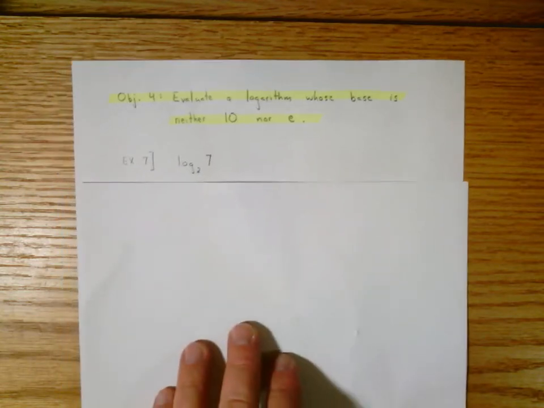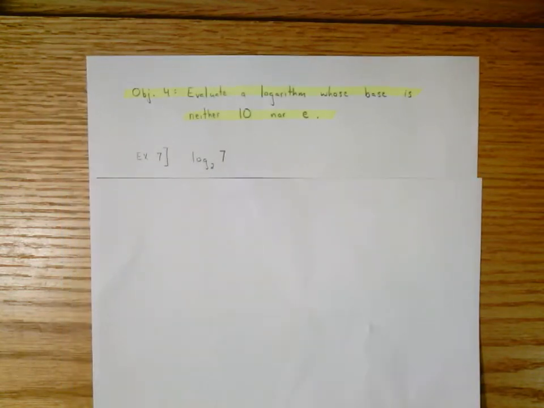We're going to evaluate a logarithm whose base is neither 10 nor e. Why do we like base 10 and base e so much? Well, one of the reasons we like them is because they're on our calculator. We've got buttons for a natural log and a common log. Here we're going to evaluate a logarithm whose base is not 10 or e. This is just a logarithm base 2 of 7.